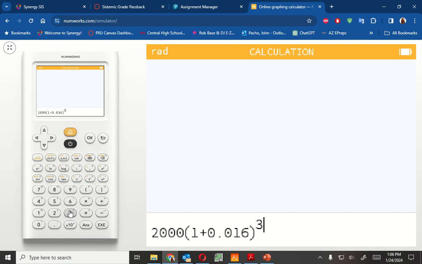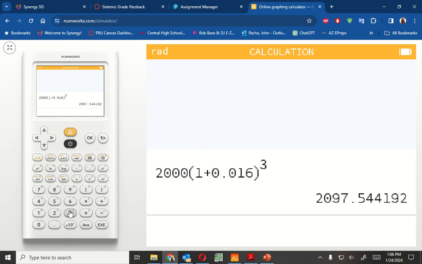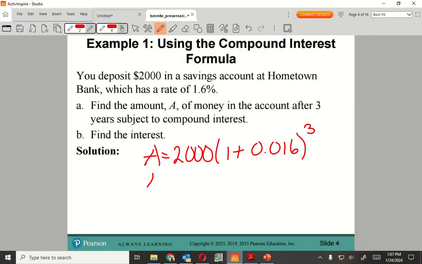All right, so we're going to come up with an answer here. My answer is in money, right? How do we always round money? To the cent. And so that's going to be how many cents here? 0.54, because the next 4 doesn't round up, right? So it's going to be 0.54. So it's $2,097.54.